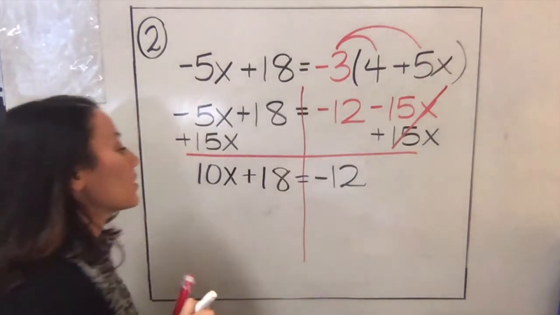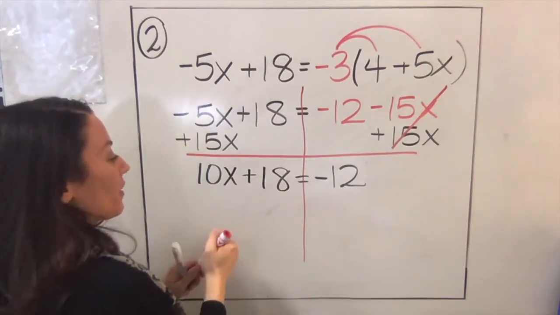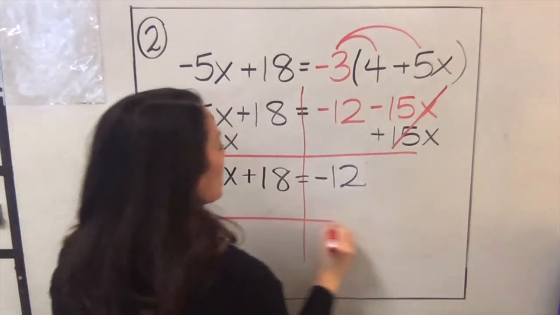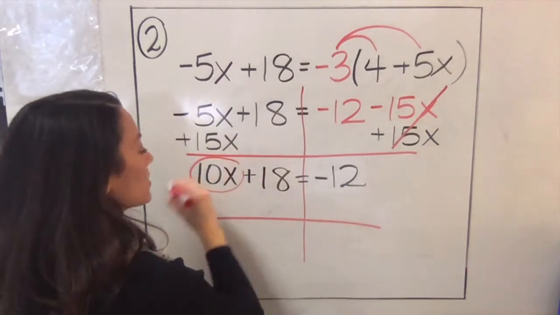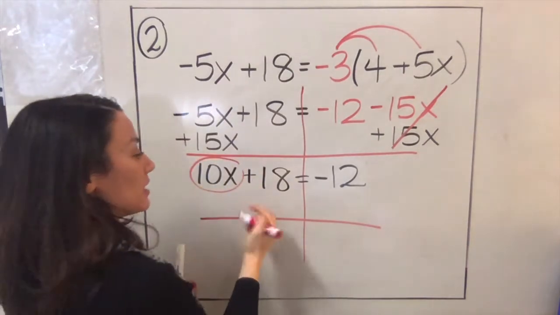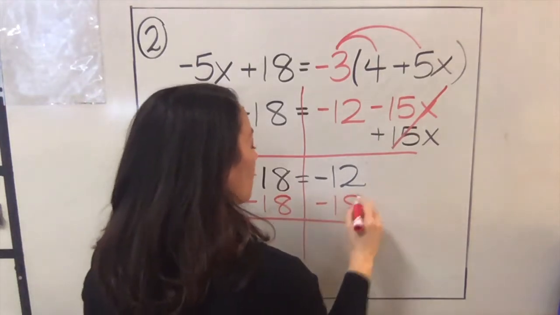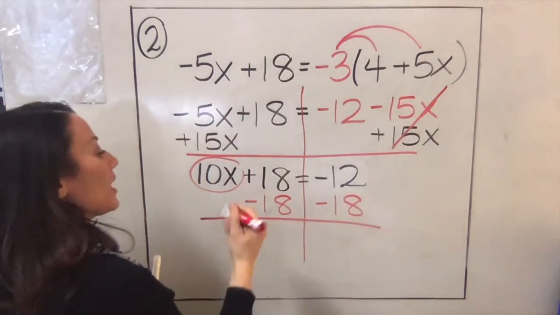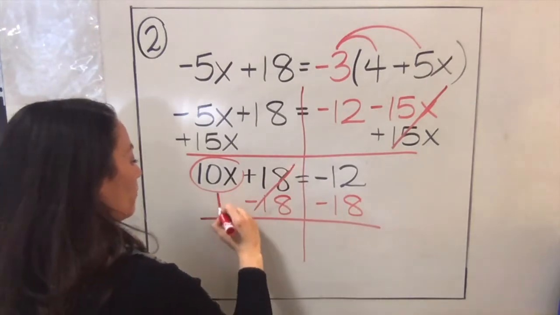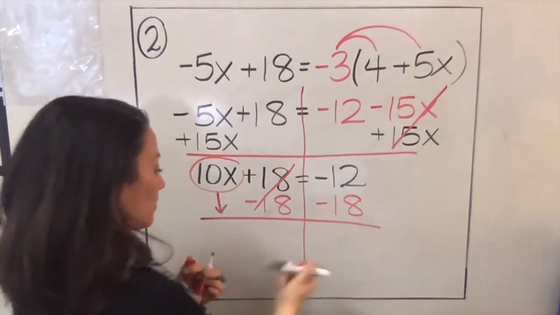Great, okay. So now we can solve our equation. We're going to make a second T, circle 10x, and then let's do the opposite of positive 18. It is negative 18. Great. Okay. So positive 18, negative 18 makes 0. We want to bring down 10x.